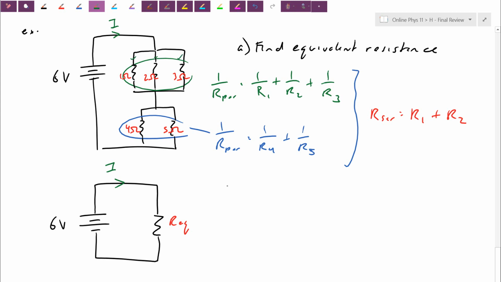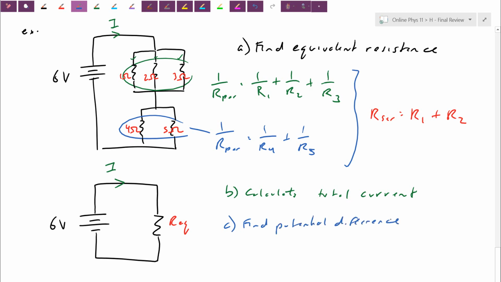Find the equivalent resistance, calculate the total current, and find the potential difference, the potential drop across the parallel paths.